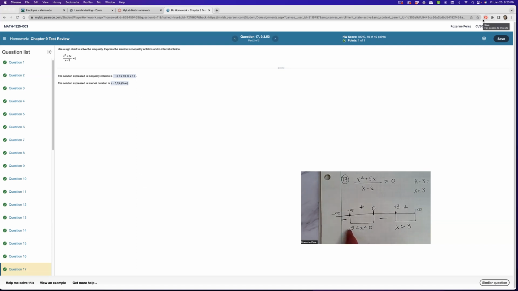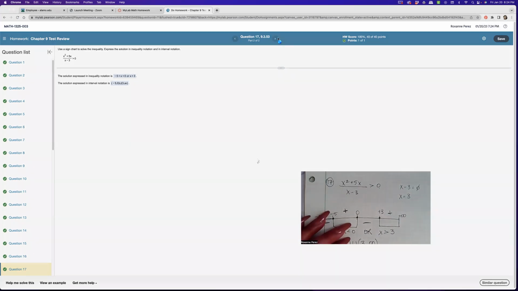So for part A, it's -5 less than x less than 0, or x greater than 3. Okay, and now we're going to take this inequality notation and change it into interval notation. So this is just going to be -5 to 0, union 3 to positive infinity, and you're done. Okay, so let's move on to question 18.